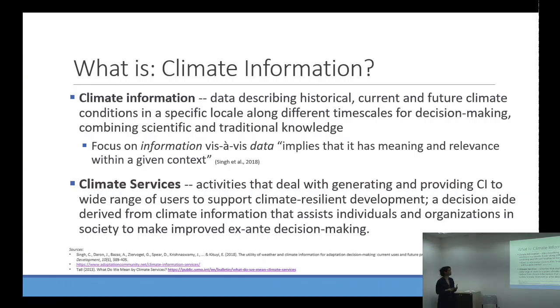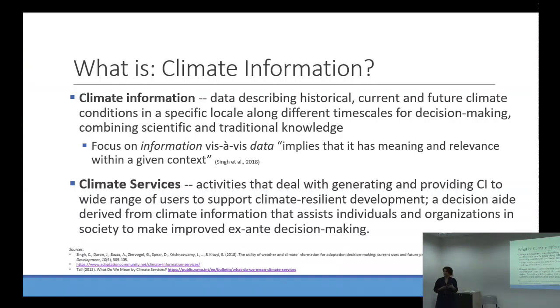It's a bit more than just data. It describes historical, current, and future climate conditions in a specific locale along different time scales, and it's traditionally for decision-making purposes. So what it is here, it's different. It's just this massive look at historical observations, current climate, going into seasonal or sub-seasonal to seasonal weather forecasts moving forward, but also within this climate projection sphere. So it's quite a wide range when we talk about climate information.